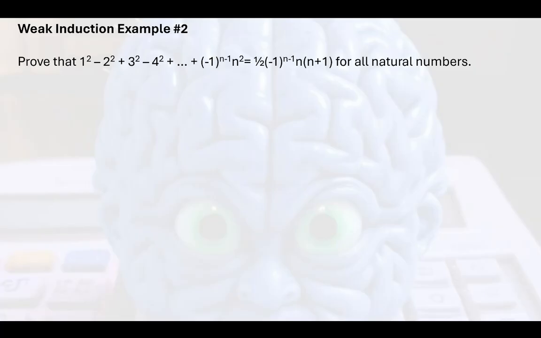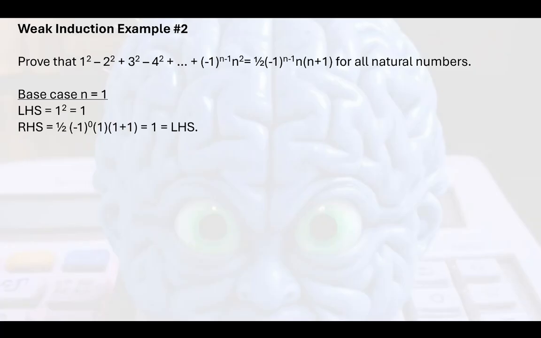Right, number 2. This is quite a chunky example. Pause and read through. I think if you write it out, it's much easier to see what's going on here. Base case, n equals 1. That is just 1 squared, which is 1. On the right-hand side, we can sub 1 in, and we end up with 1 as well.